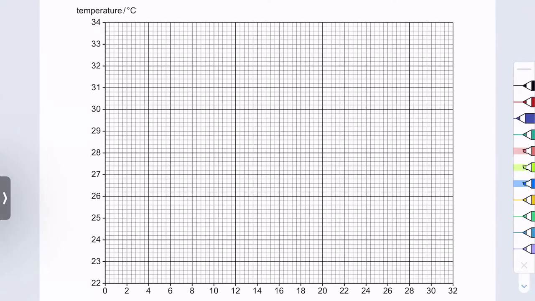Okay. So first one is 0 and 24.5. So 0 and 24.5. That is over here. Next one is 4 and 25. Here. Next one is 8 and 28.5. Okay. 12 and 30.5. 16 and 32.5. 20 and 32.5, 24 and 31.5. Yeah, value thodi si galat ho gayi hai. 28 and 30.5 and 32 and 29.5.